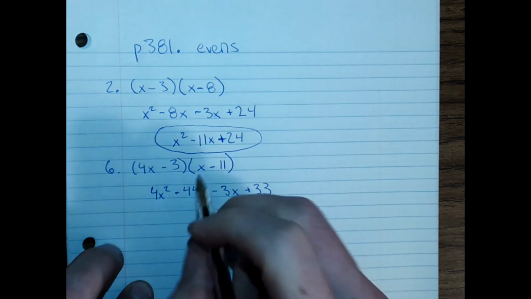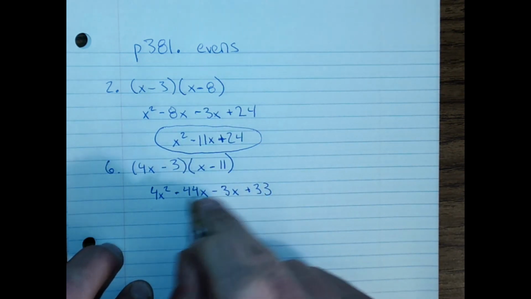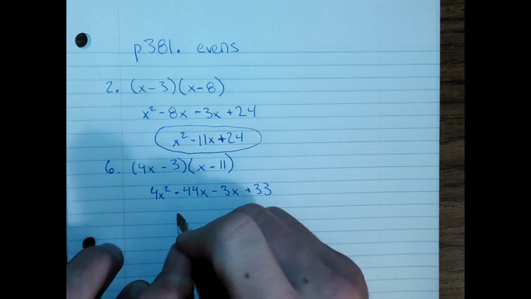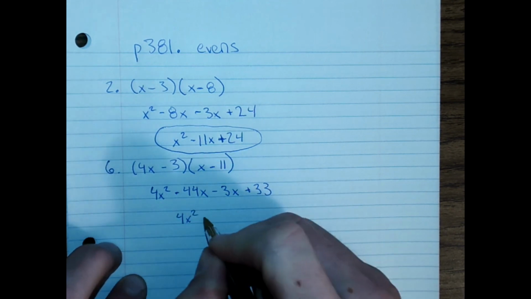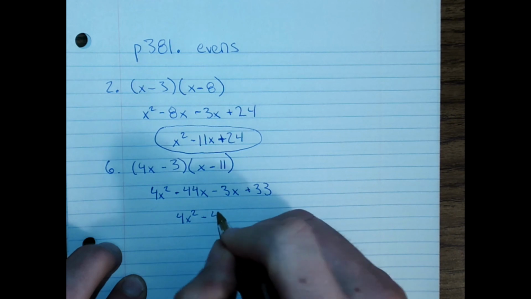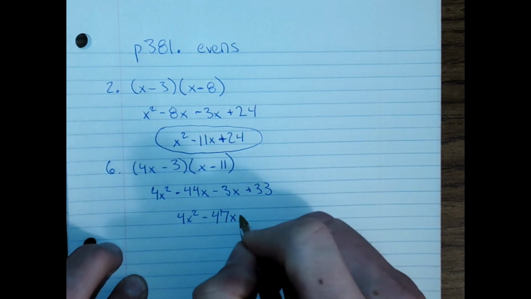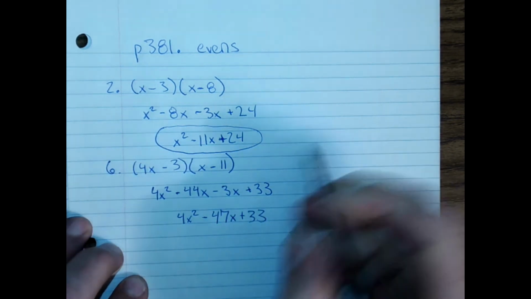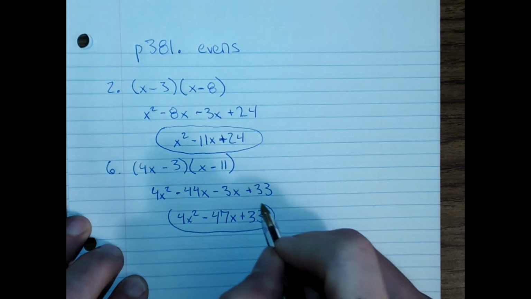Combine the middle terms because they are like terms. 4x squared minus 47x plus 33. Final answer.